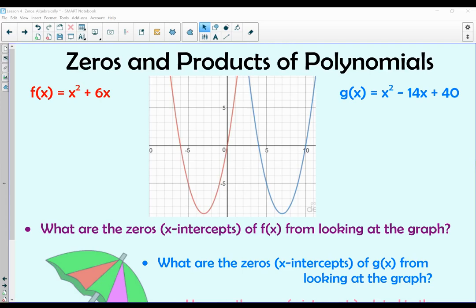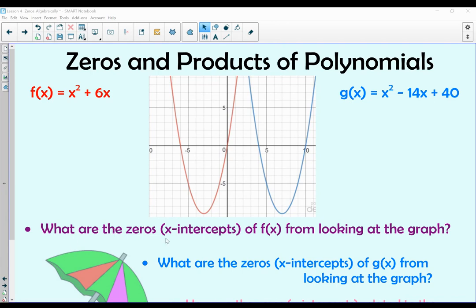All right, so hopefully you had time to do the first task and you know the answers to all of these. So on the left, we have this red one, which is represented by x squared plus 6x. And over here, we have g of x, which is x squared minus 14x plus 40.